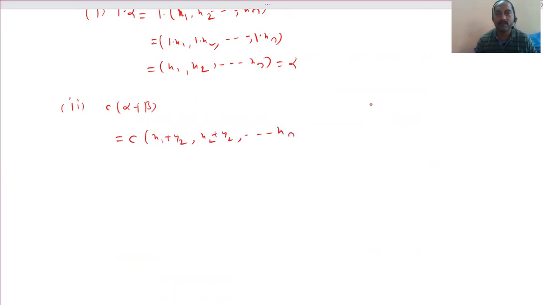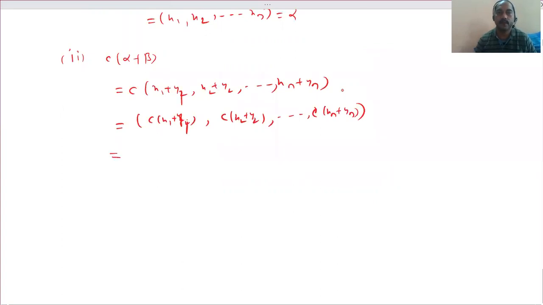C times of Xn plus Yn, which is equal to, by the hypothesis, C times of x1 plus y1, the second one is C times of x2 plus y2, and so on, C times of xn plus yn. Now this value is nothing but C x1 plus C y1, C x2 plus C y2, and so on, C xn plus C yn.